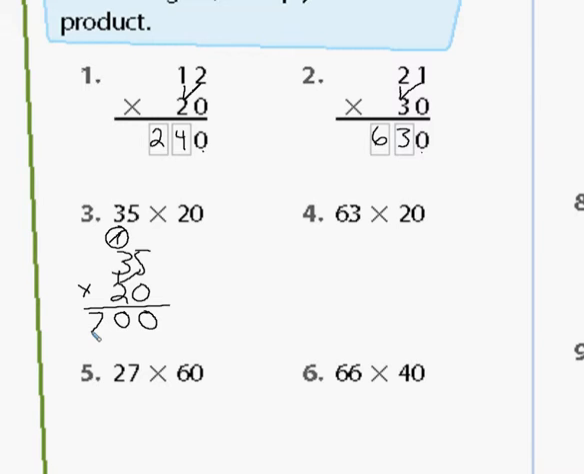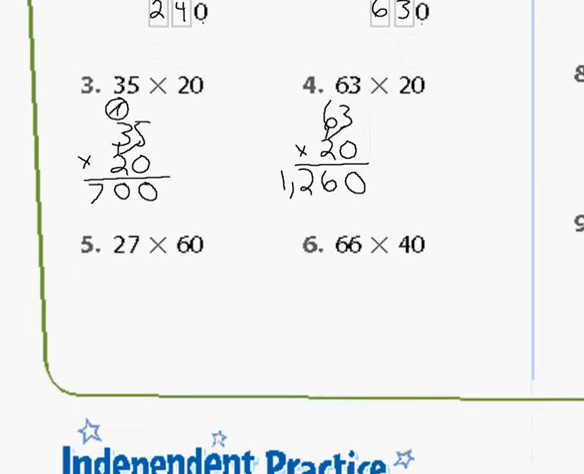Next problem, 63 times 20. On 63 times 20, we're going to bring the 0 down. Next step is multiply 2 times 3, and 2 times 3 is 6. And the next step is to multiply 2 times 6, and 2 times 6 is 12. So 63 times 20 is 1,260.